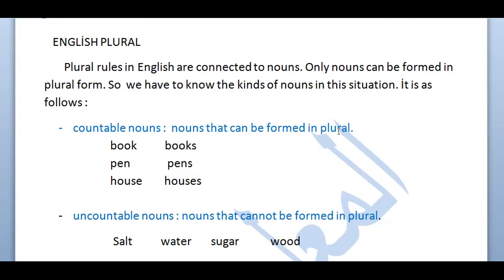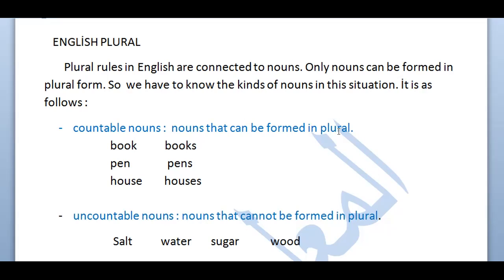So if we can put s, or if we can make plural of a noun, it's called a countable noun. So book, books, pen, pens, house, houses. These nouns are countable nouns because they are formed in plural, and we can put s at the end of these words. So as we see here, book, books, pen, pens, house, houses.